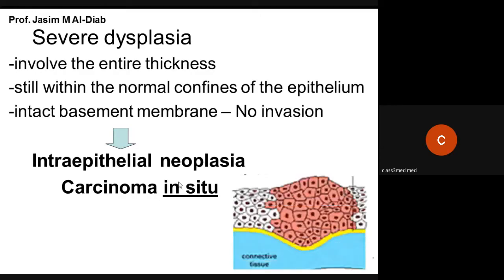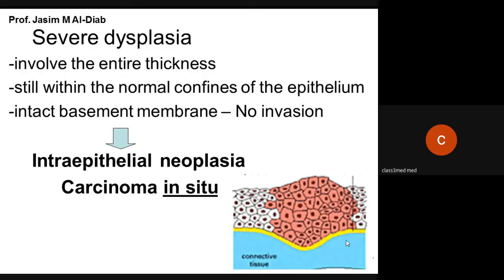The basement membrane is intact. What is the basement membrane? Okay. Connective tissue membrane on which the epithelium is resting. Here in this picture, this yellow line is representing the basement membrane. Okay. And here, the pinkish color or orange color cells are the atypical cells.